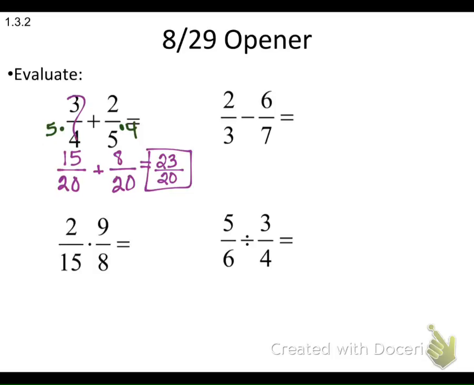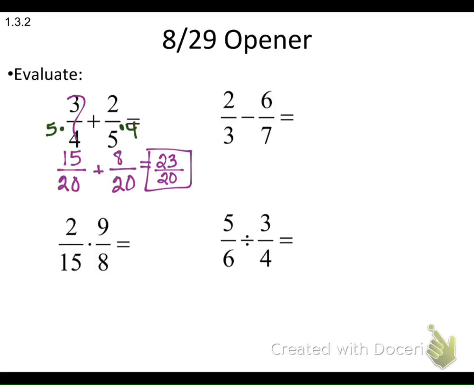All right, let's take a look at the second one here. We have 2/3 minus 6/7. Again, I don't have the calculator to do the work for me. Can I go ahead and just solve? No, I have to have a calculator. Or a mixed number. No, my denominators have to be the same, a common denominator.